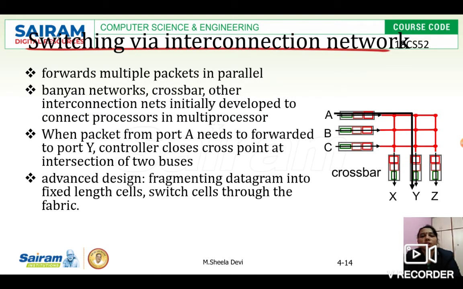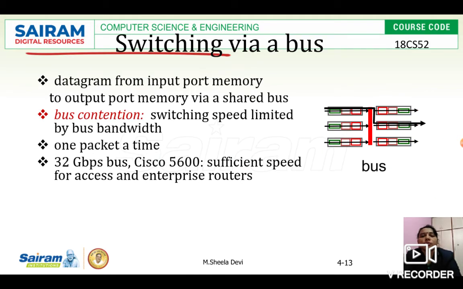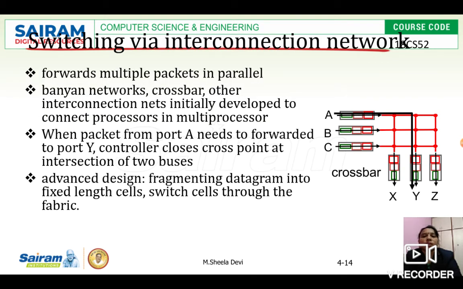Next, switching via interconnection network. It forwards multiple packets in parallel. Whereas if you take this bus, if the first input link is transferring data through the bus to the second outgoing link, then all others should be silent. Once this is transferred, the second input port will transfer its packets to the next outgoing output port. Simultaneously, the data cannot be passed. Only one packet at a time can be done.